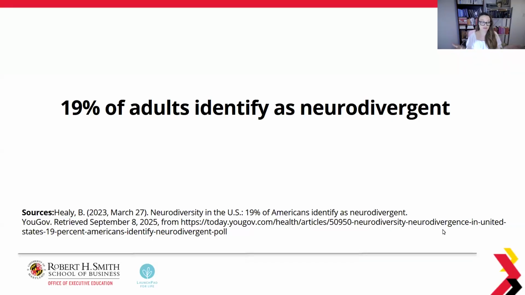If you are like me and you went to elementary school in the 80s, the criteria for what autism, ADHD, ADD meant at the time was much more narrow. And so we're understanding more how brains work. And it's part of the expansion of more people that are self-identifying as neurodivergent.